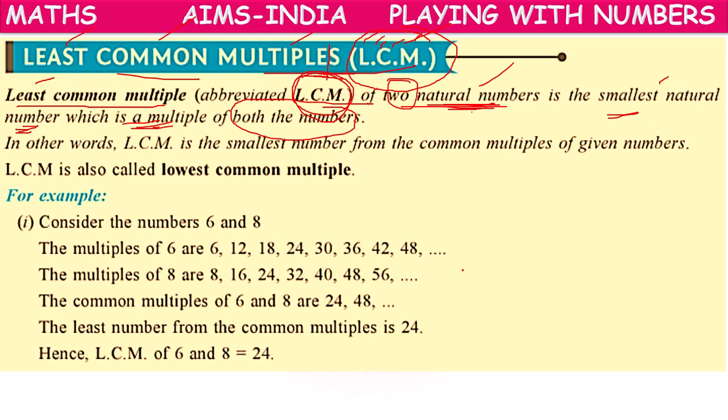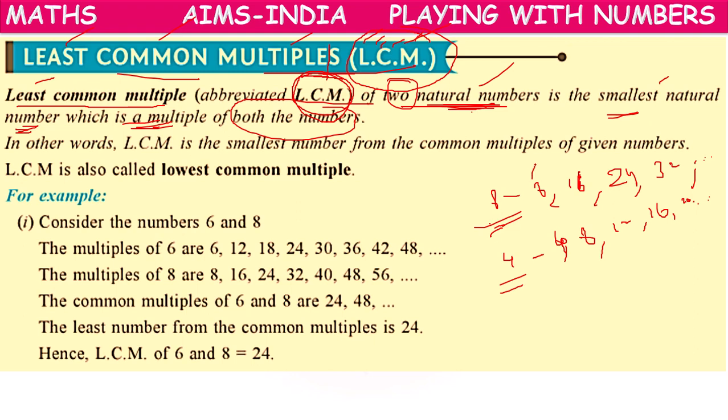Suppose we have a number like 8. What are the multiples of 8? 8 1 is 8, 8 2 times 16, 8 3 times 24, 8 4 times 32. These are all 8, 16, 24, 32. These are all multiples of 8. If we have another number like 4, multiples of 4 are 4 1 is 4, 4 2 times 8, 4 3 times 12, 4 4 times 16, 4 5 times 20, like that. We can have an infinite number of multiples for both 8 and 4.